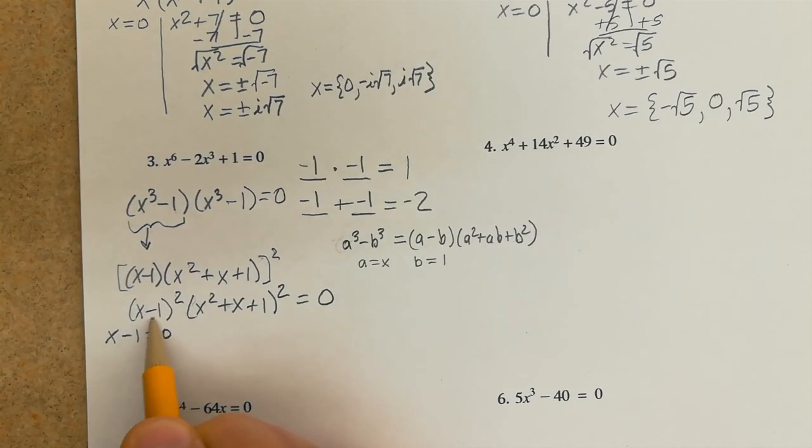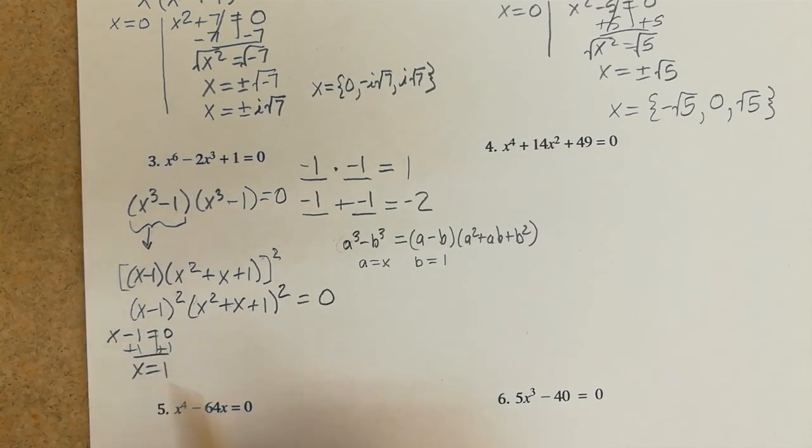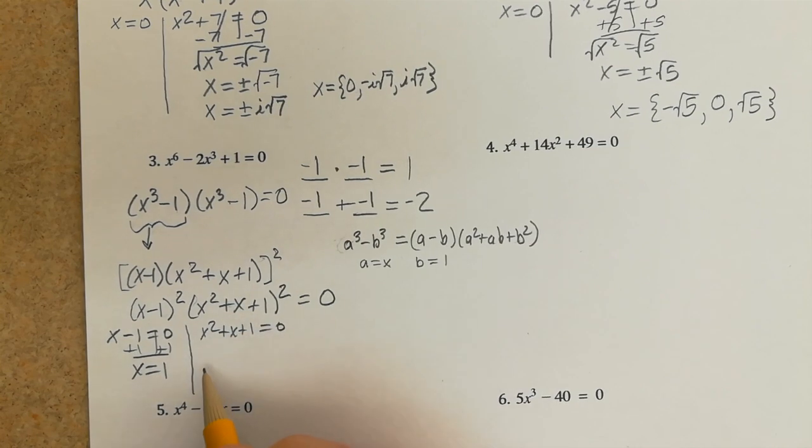x minus 1 could equal 0, right? I'm using the zero product property. Add 1 to both sides. We get x equals 1. So that's one of the solutions. The other solution, unfortunately, we're going to have to use the quadratic formula for because we have a quadratic to solve here. So a, b, and c are all just 1.